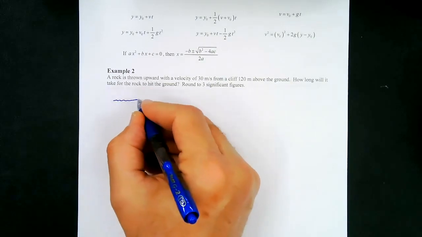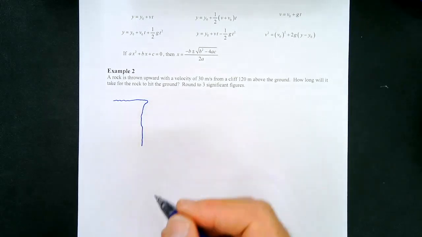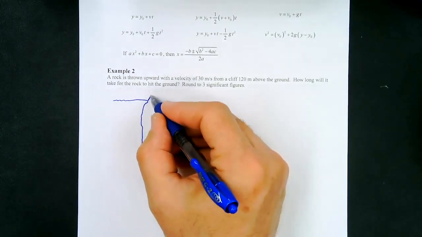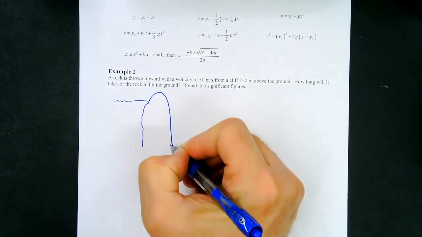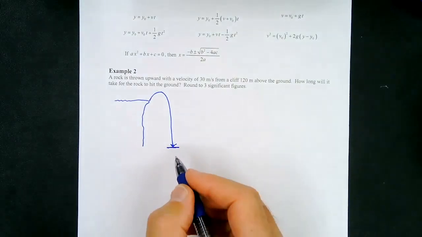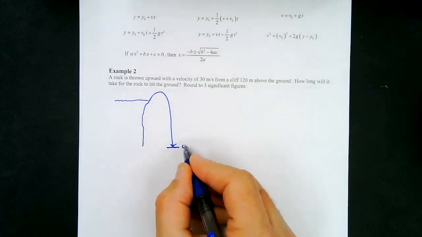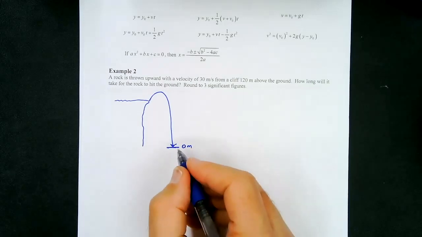So we have a cliff. I'm going to draw my cliff. On your papers, we should be drawing a cliff too, okay? So it's going to be thrown upwards. So it's going to go upwards and then it's going to come down and it's going to hit the ground right here. So right here where it hits the ground, I want to measure from that. So that's going to be 0 meters. So that's where I'm going to measure from.